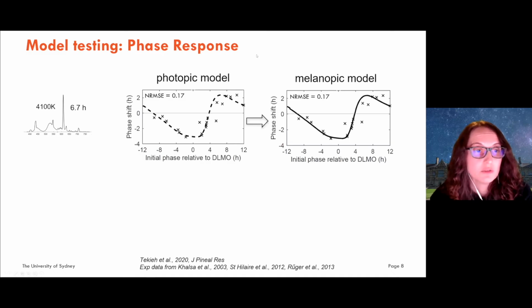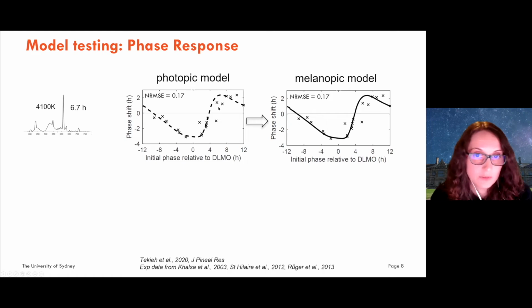So in terms of the phase response curve, these are the results for the fluorescent light, 6.7 hours of exposure, where light is applied at different times of day, and then the phase shift is assessed after compared to before the light exposure. On all the plots that I show, the markers show experimental data from published studies, and model predictions are shown with either the solid or the dashed lines. And here you can see the old, original photopic model.